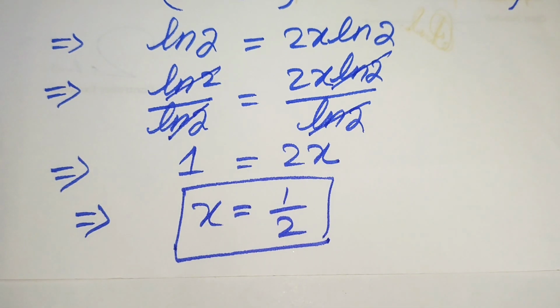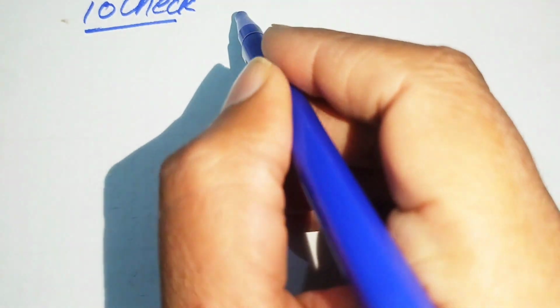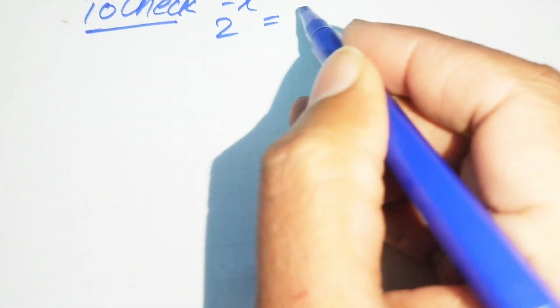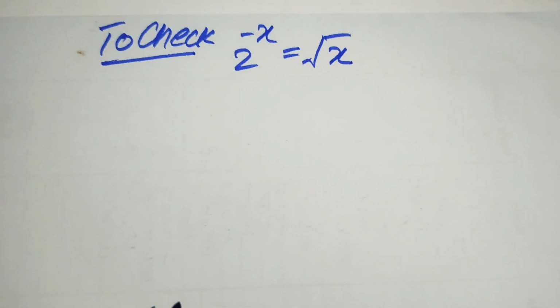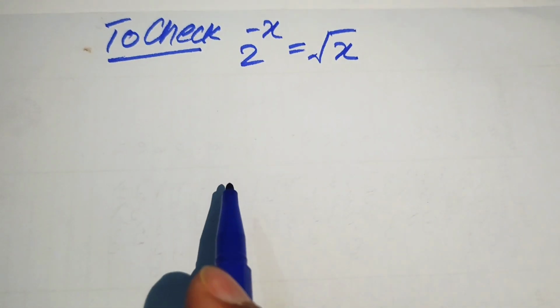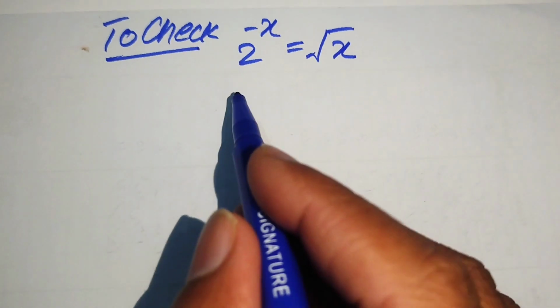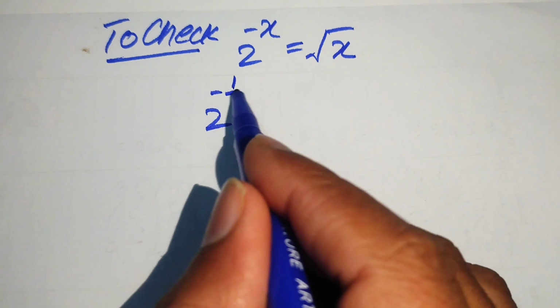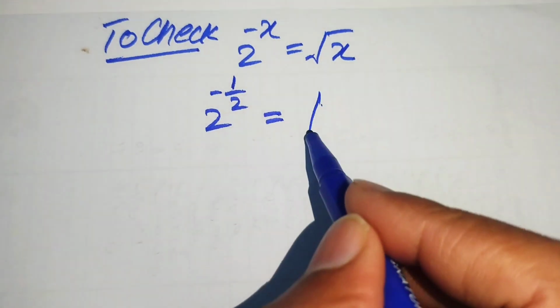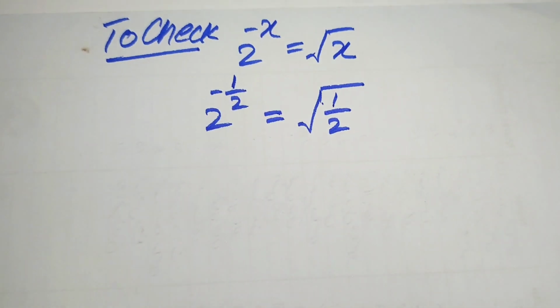And now in the next step we check this solution. Does this value of x satisfy our given question statement or not? In order to verify, we first copy down the given question statement. The given question statement is 2 to the power of minus x equals square root of x. Now we substitute the value of x. Above we found the value of x is 1 over 2, so we write it as 2 to the power of minus 1 over 2 is equal to square root of 1 over 2.